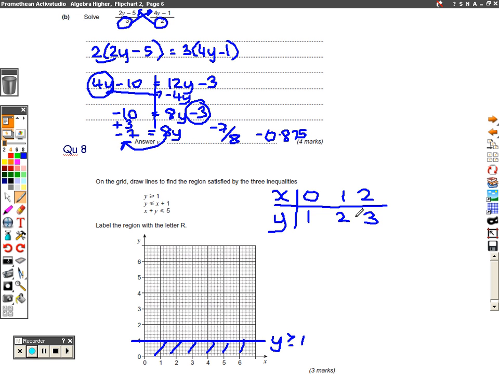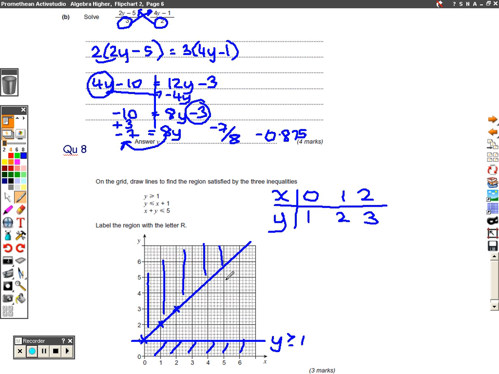0, 1, 1, 2, and 2, 3. So you've now got your points to go and plot the line. Okay, and extend it right through the graph. Then you've got to decide, do we want above that line or below that line? We've got to be less than that line, so we want below it, so we don't want the upper part of the graph.